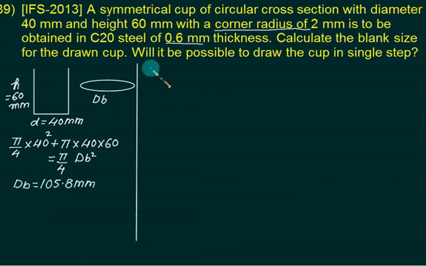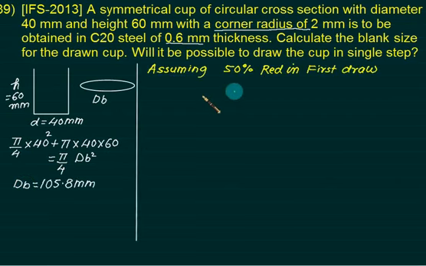Considering the first draw, assuming 50% reduction in the first draw, we have 0.5 equals 1 minus the diameter of the first stage divided by diameter of blank. So you can substitute for diameter of blank equal to what? 106 and solve for d1. So this answer comes out to be 52.8.